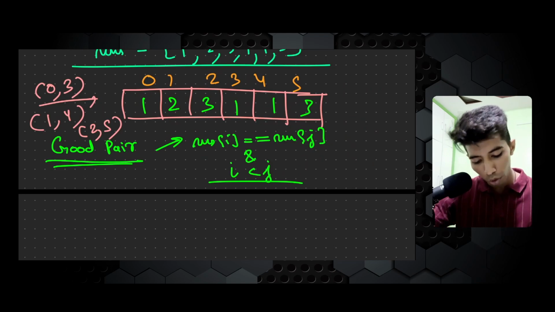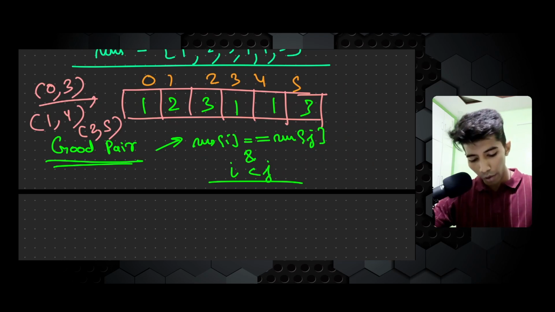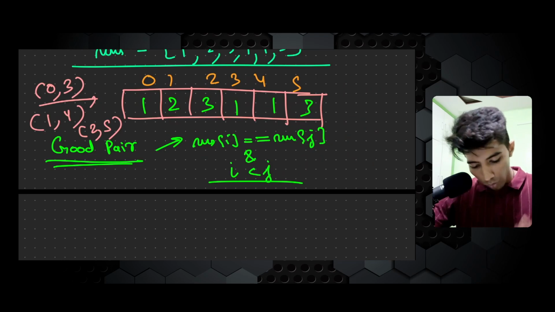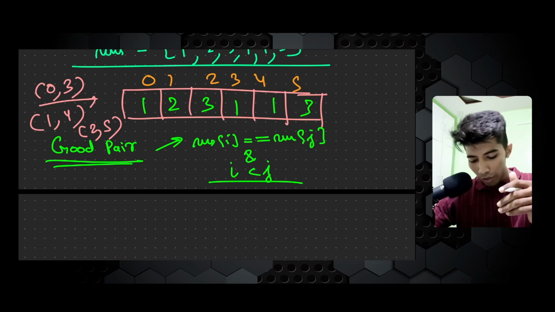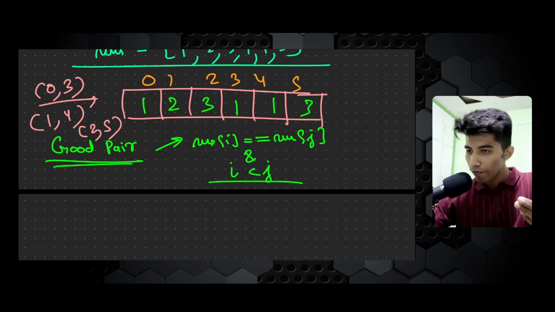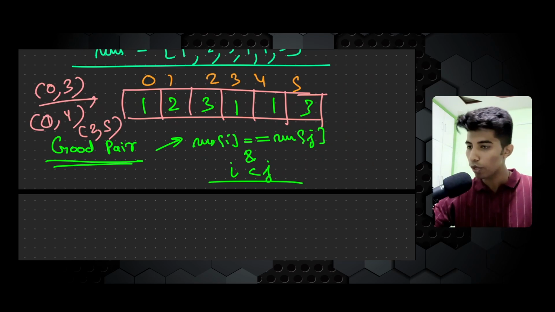Let's figure out some more good pairs. These are the 3 good pairs which we have just figured out, like 0 and 3, 1 and 4, and 2 and 5. Let's figure out more good pairs.